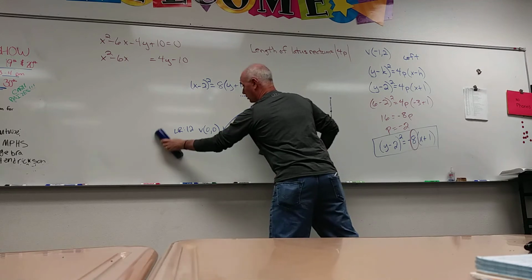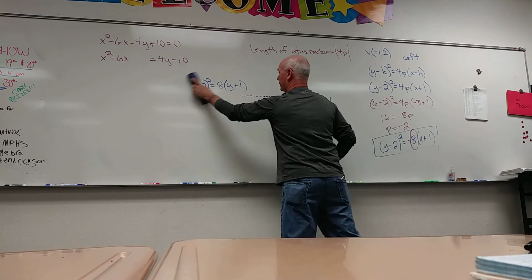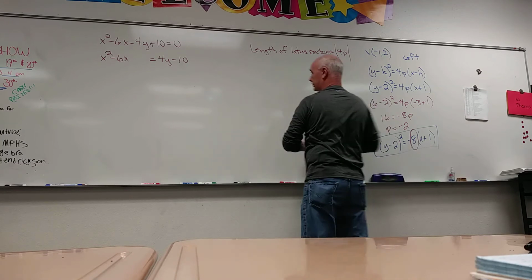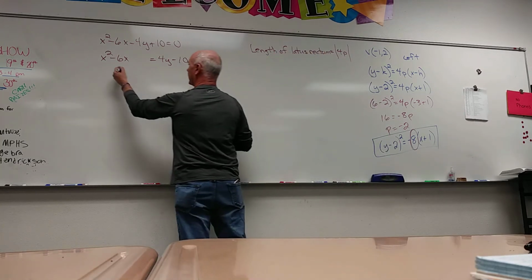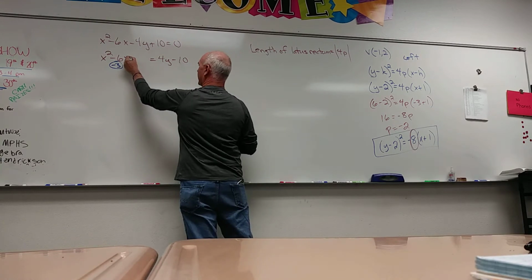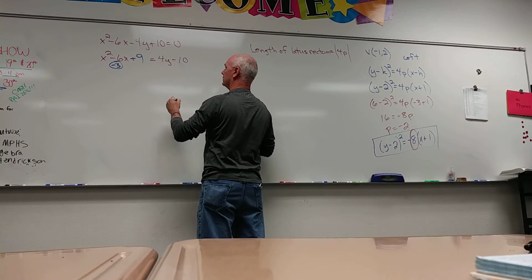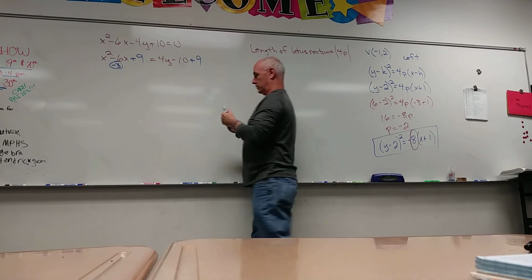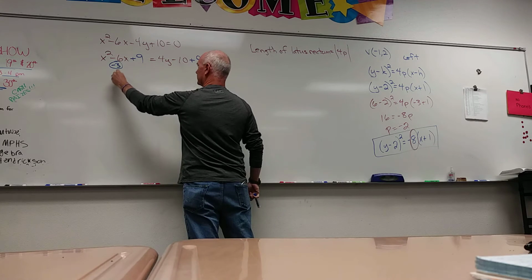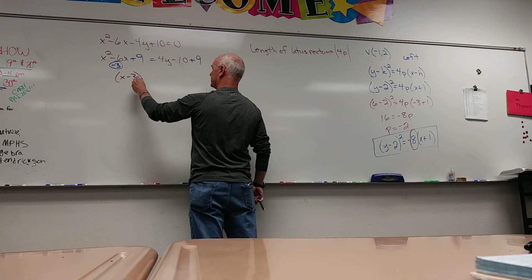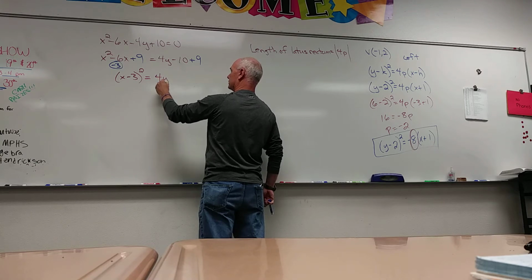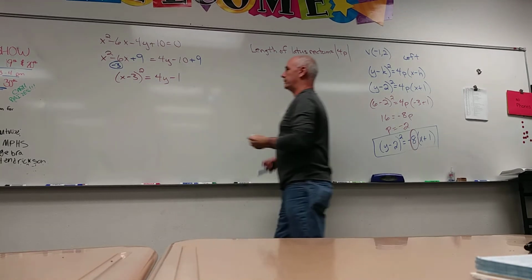Are we in good shape now to complete the square? Okay, go. Oh, shoot, I forgot. Tell me what to write. Minus 3, plus 9 on both sides. Plus 9. Cool. Factor. x minus 3 squared equals 4y minus 1.